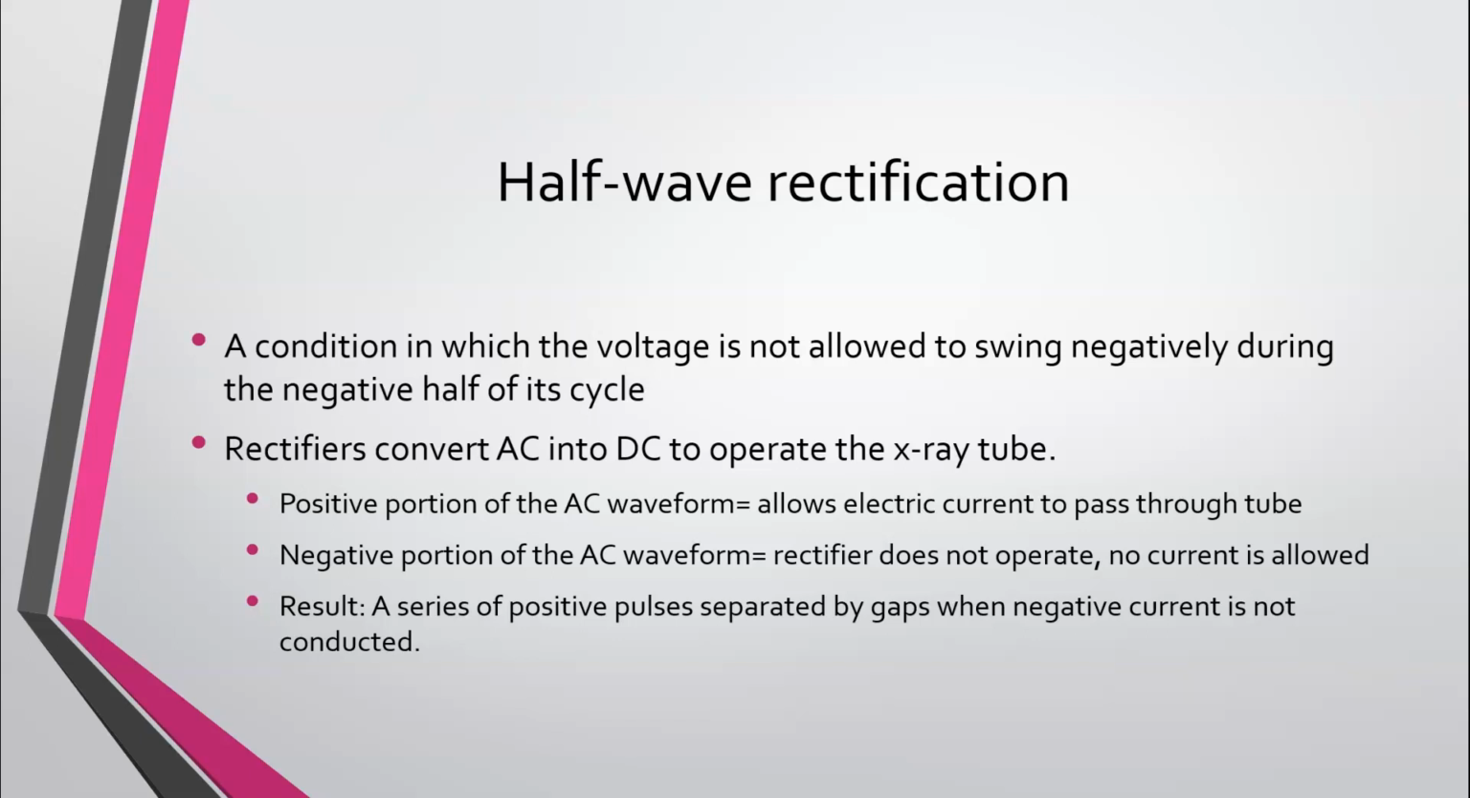So the positive portion of the waveform allows the electric current to pass through the tube. In the negative portion of the waveform, the rectifier does not operate, and no current is allowed. The result is a series of positive pulses separated by gaps where negative current is not conducted.